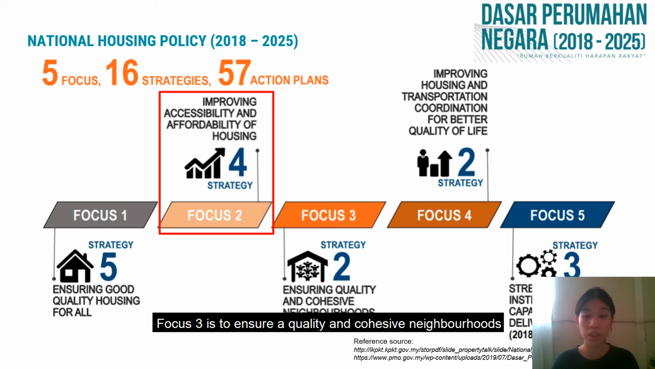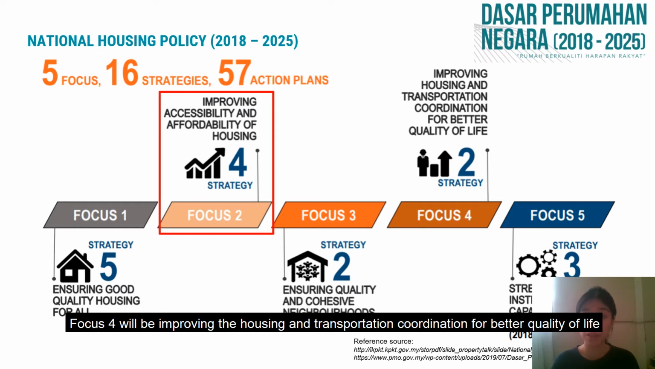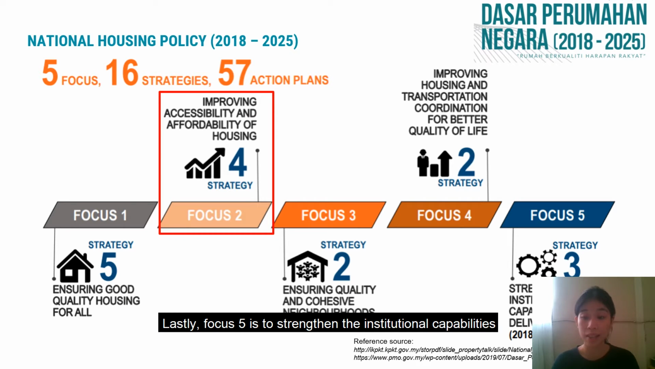Focus 3 is to ensure quality and cohesive neighborhoods. Focus 4 will be improving the housing and transportation coordination for better quality of life. Lastly, Focus 5 is to strengthen the institutional capabilities to deliver the National Housing Policy.